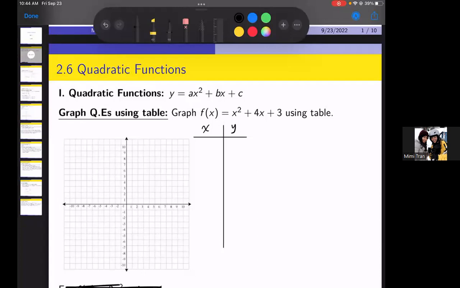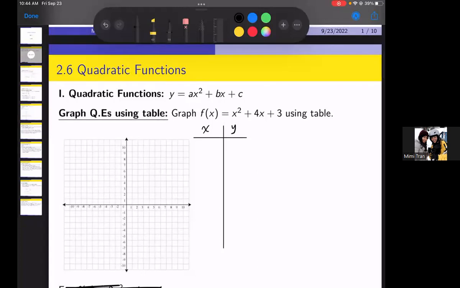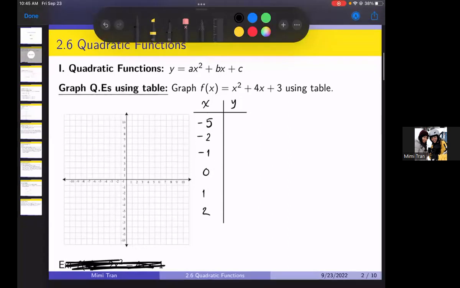Okay. All right. So given x squared plus 4x plus 3, I want you to plot some points. So naturally, I'm going to pick -2, -1, 0, 1, and 2. If you want to pick more, you can. Maybe I'll pick one more, say -5. When x equals 0, what's y equal? 3, right? 0, 0, gone, gone, so 3.